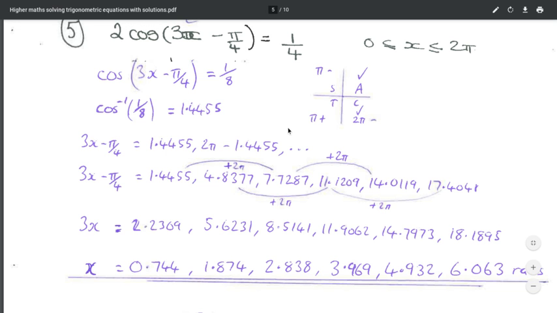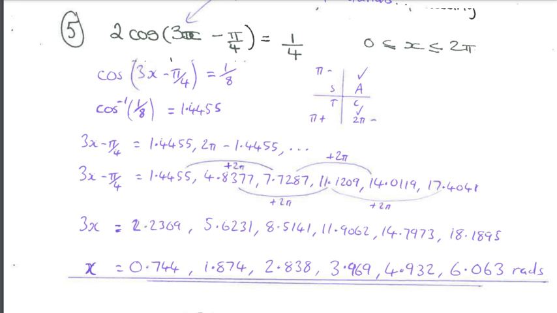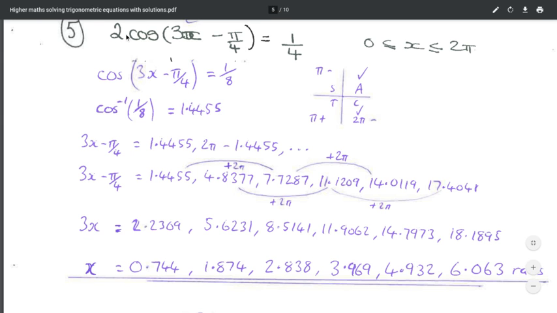As a radian question, all you need to do is change your calculator into radian mode. And instead of adding on 360 degrees to generate the extra solutions, we add on 2 pi radians. Apart from that, the method is exactly the same as it was for the previous question. So divide both sides by 2 to make cosine of the bracket the subject. Find the inverse cosine of 1/8.